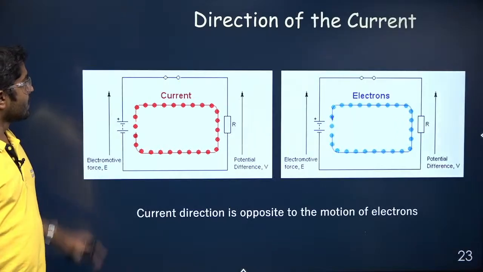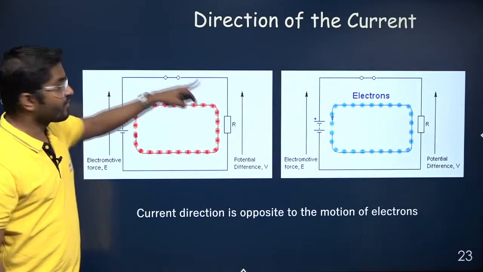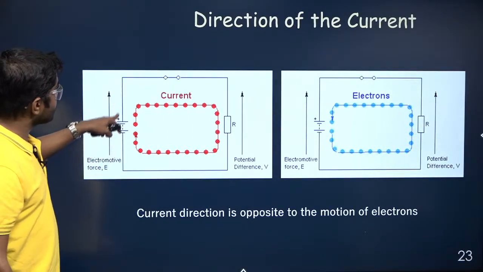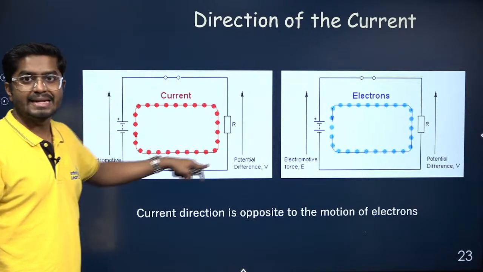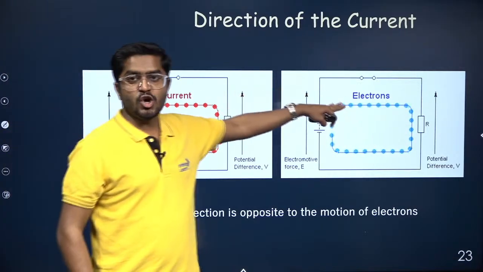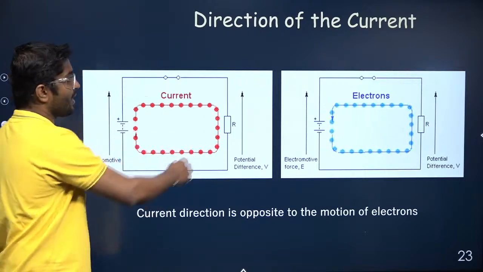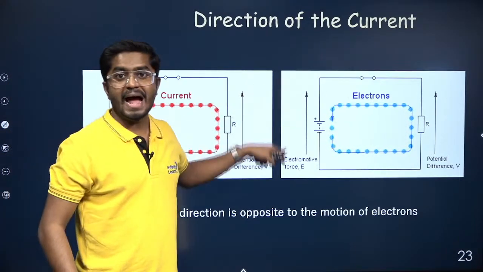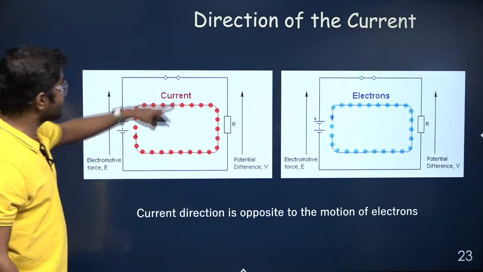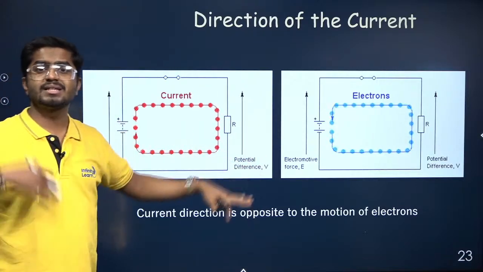Okay, great. So you see, there is a direction of current. Current flows from the positive terminal and comes back, and electrons flow in the opposite direction. If current is clockwise, electrons will flow in the anti-clockwise direction. If current is anti-clockwise, electrons will be just opposite.